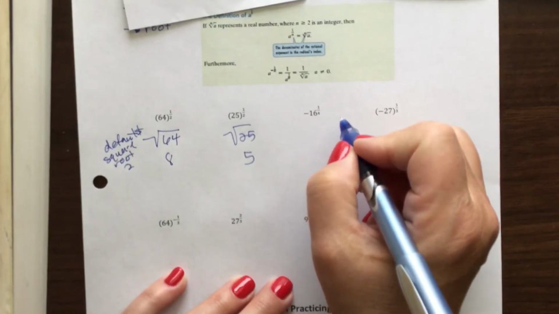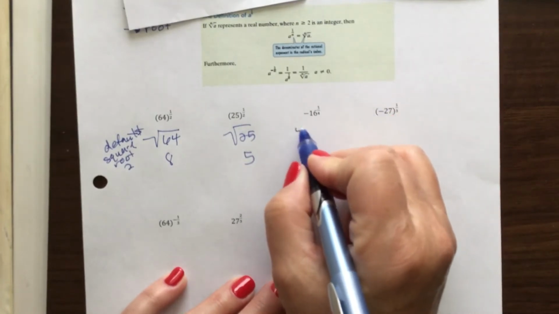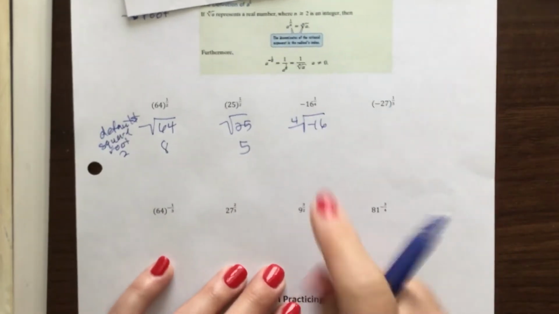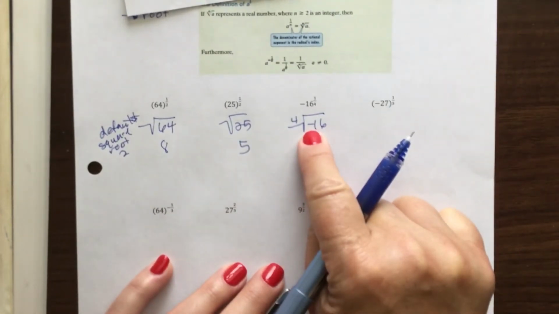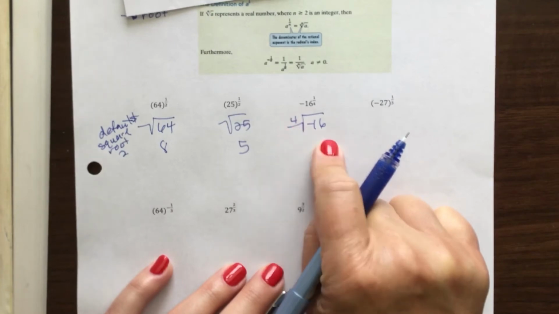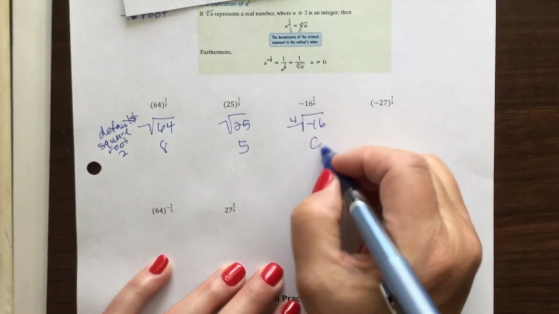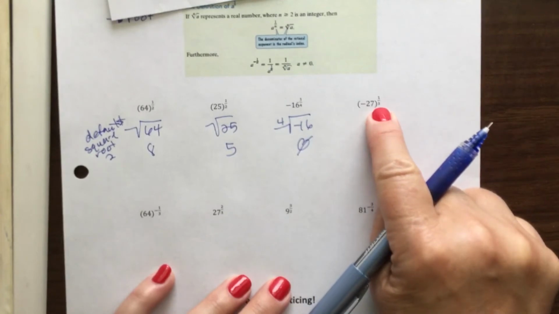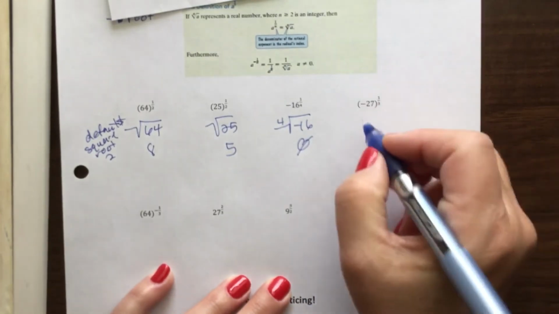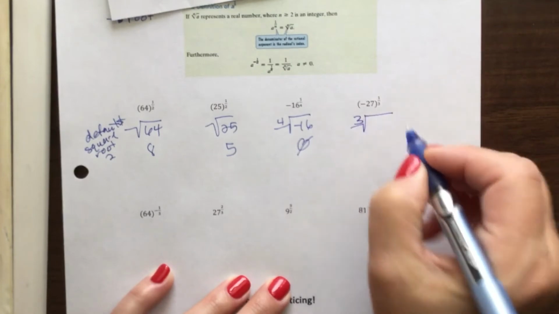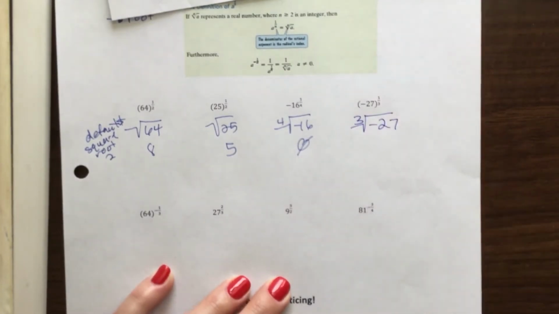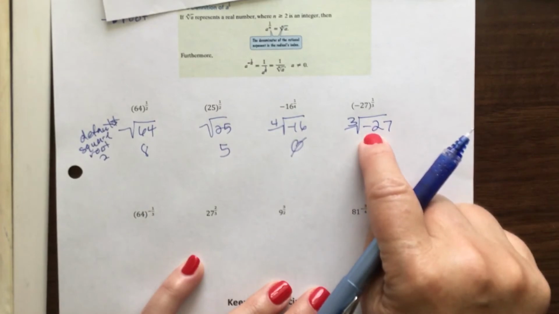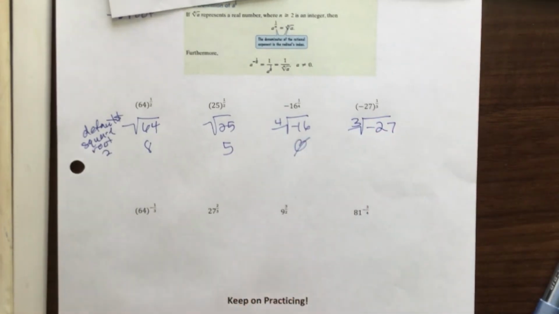Okay, then this one is asking the fourth root of negative 16. Now there are no even power roots of negative numbers. So this one doesn't exist. Okay, but if it's a third power, there are odd roots of negative numbers. So this is just saying, what is the third root of 27?